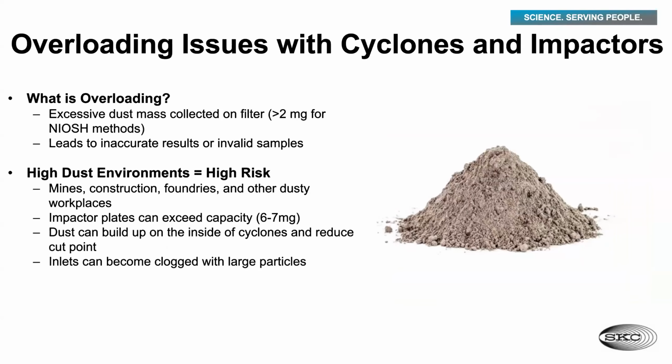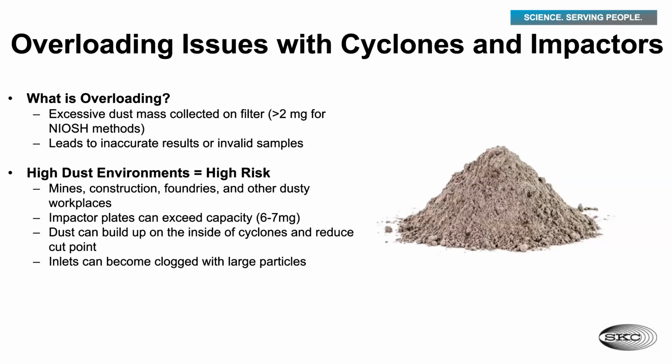So we've already talked about this a little bit with both of them, but just to reiterate one more time, you can have less than 2 milligrams of dust on that particular filter for the NIOSH analysis. So high dust environments, this is going to be no surprise for people: mines, construction, foundries, or other areas where there's lots of dust in the air. We've already briefly talked about how much dust the impactors can take, and again, how dust can build up on the inside of the cyclones and reduce your cut point.